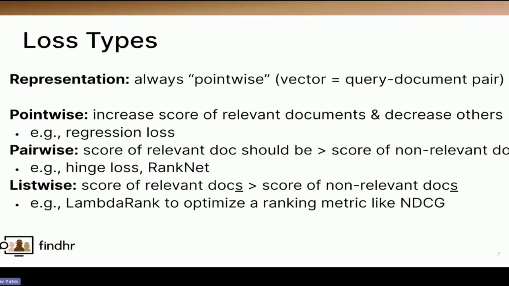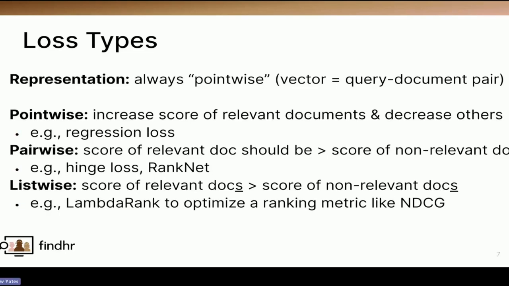Now, a pairwise loss means we look at multiple feature vectors, specifically two at once. With listwise, we'll look at more than two. So with the pairwise loss, what we're saying is the score of the relevant document, represented as a query document pair, should be greater than the score of the non-relevant document, again represented as a query document pair. Some examples of this are a hinge loss or maximum margin loss or RankNet, which we'll look at shortly.